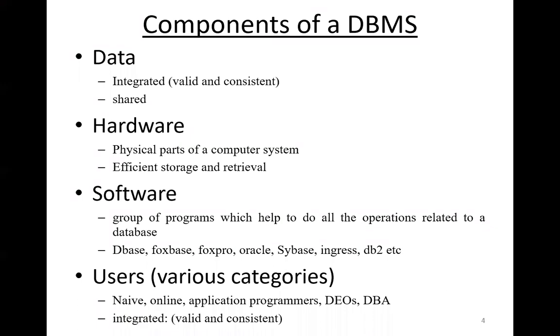So what do we understand by components of a DBMS? That means what a DBMS is made up of, right? A DBMS is made up of the following four components: data, hardware, software, and users. Okay. These four components would help you to work with your data within a database management system.